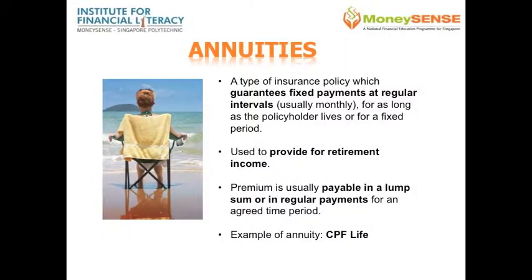Annuities, which are also a type of insurance policy, guarantee a fixed payment at regular intervals, usually monthly, for as long as the policyholder lives or for a fixed period. Annuities are mainly used to provide for retirement income. A premium is usually payable either as a lump sum or in regular payments for an agreed time period. A typical example of annuity would be your CPF Life.